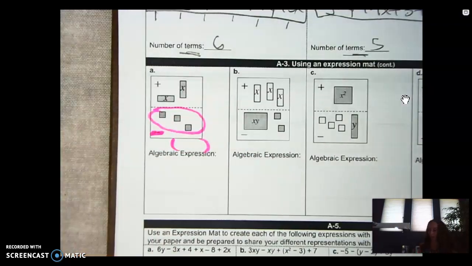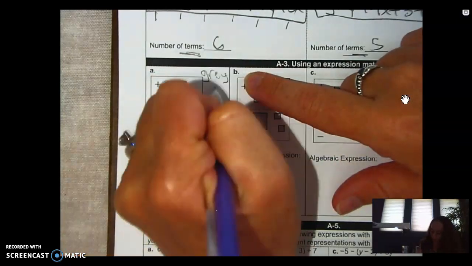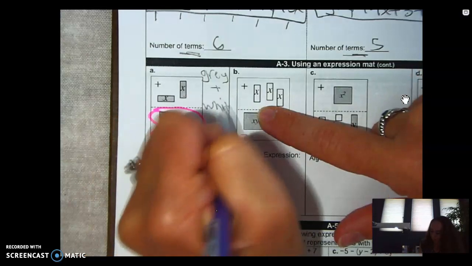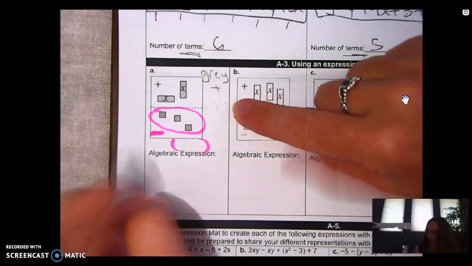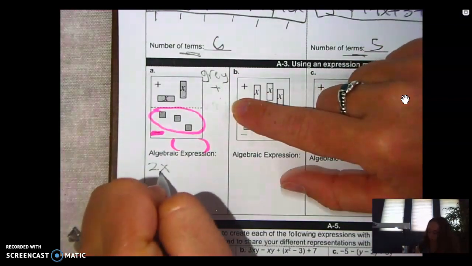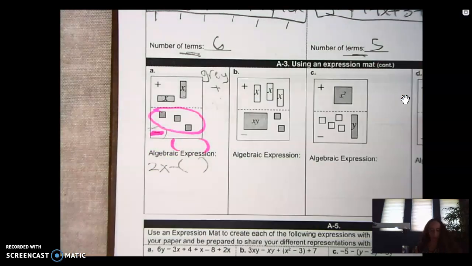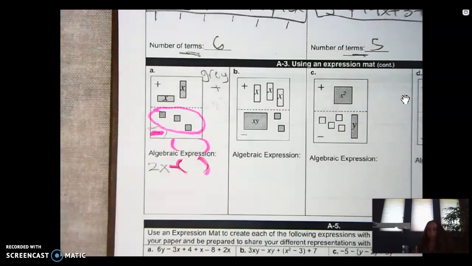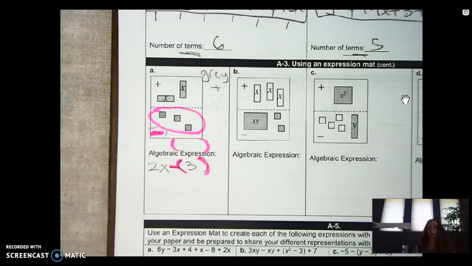All right, so let's look at this. So we see this, and this is gray, is positive. White. Actually, we don't have to worry about white right now, so let's just do gray. 1, 2. So we have 2x. Then we go minus parentheses. So we're going to go minus parentheses. And then 1, 2, 3. Okay.